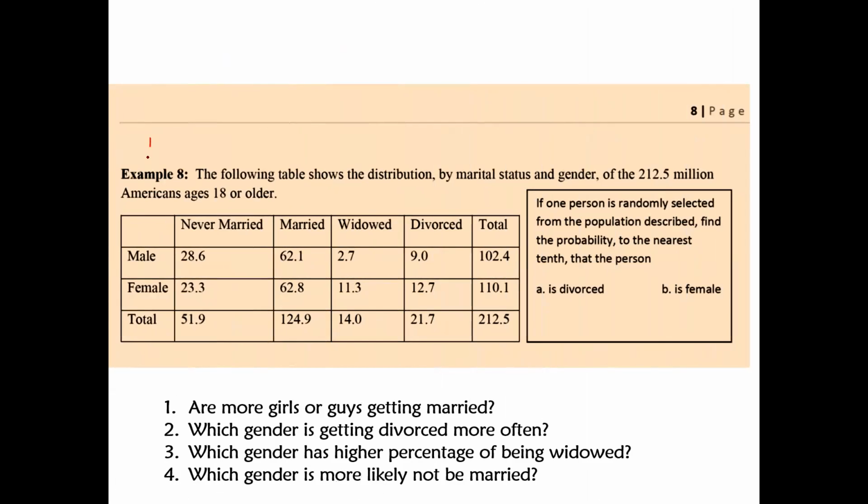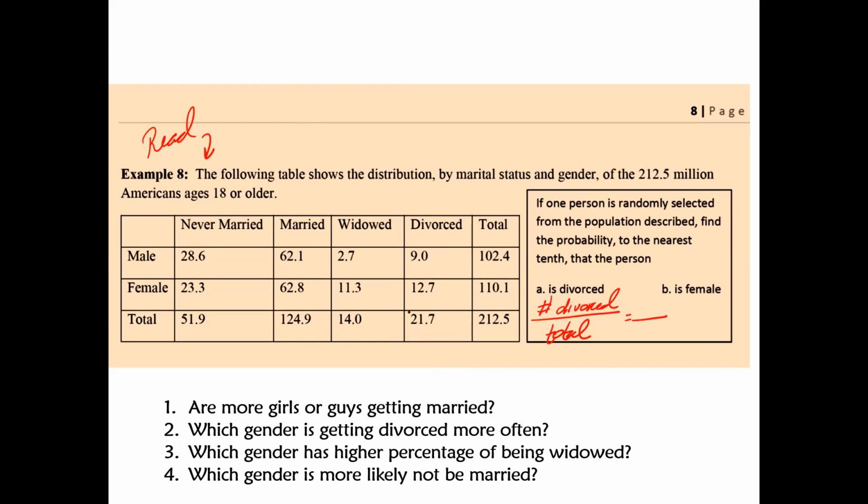Example 8. Go ahead and read that silently to yourself. Okay, so if one person is randomly selected from the population described, find the probability to the nearest tenth that the person is going to be divorced. So remember, it is the number of people divorced divided by the total.